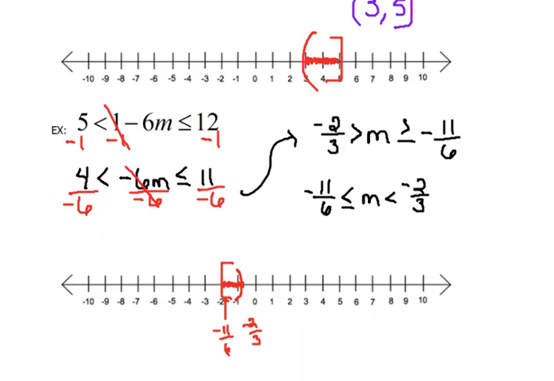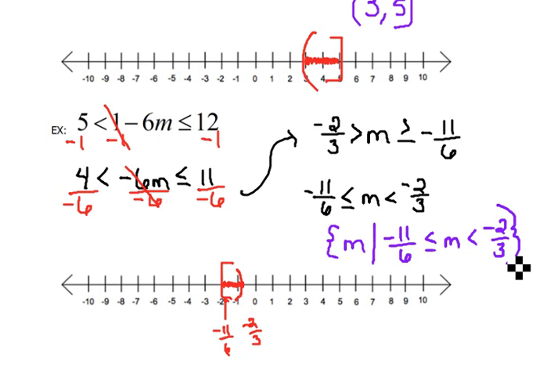And lastly, the last problem we worked, when we solved it, we ended up with this answer. So for set builder, that would be the set of all m's, because we're using m's as our variable in this problem, such that negative 11/6 is less than or equal to m is less than negative 2/3. And then for our interval notation, we read it off of the number line. So we had a bracket at negative 11/6, and we go all the way up to negative 2/3 where we used a parenthesis.